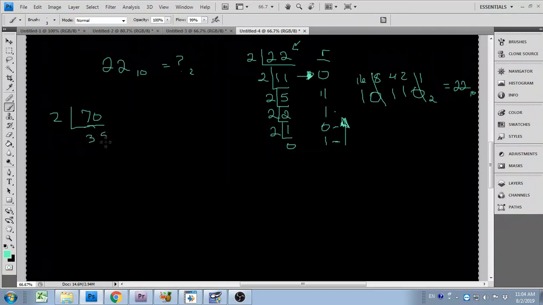2 goes into 70 35 times, remainder 0. 2 goes into 35 17 times, remainder 1. 2 goes into 17 8 times, remainder 1. See, I'm kind of going crooked here already, so you can do that better with notebook paper. 2 goes into 8 4. That is an even 0. 2 goes into 4, 2, an even 0. 2 goes into 2 an even 1 time, 0. And then 2 goes into 1. Remember, when you get an answer of 0 in a division and a remainder of 1, then you can stop.